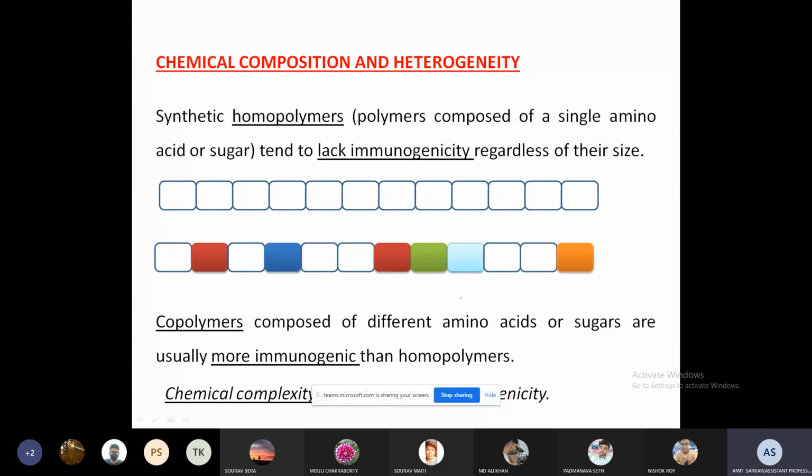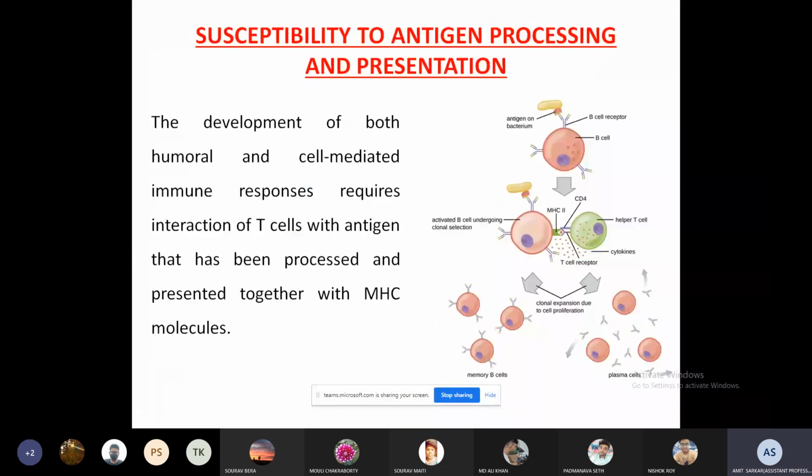Number two, we have discussed the molecular size. Our antigen must reach a critical size of the molecule, such as 5,000 to 10,000 Dalton, ideally 1 lakh Dalton. Anything beyond that will not be immunogenic. We are now seeing that chemical composition also plays an important role. Homopolymers are less immunogenic. Heteropolymers are more immunogenic. So chemical complexity is also a determining factor to determine what will be the immunogenicity of an antigen. Fourth one, susceptibility to antigen processing and presentation.